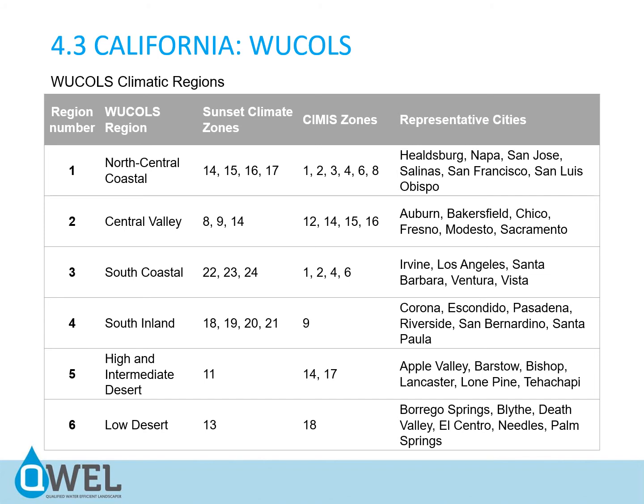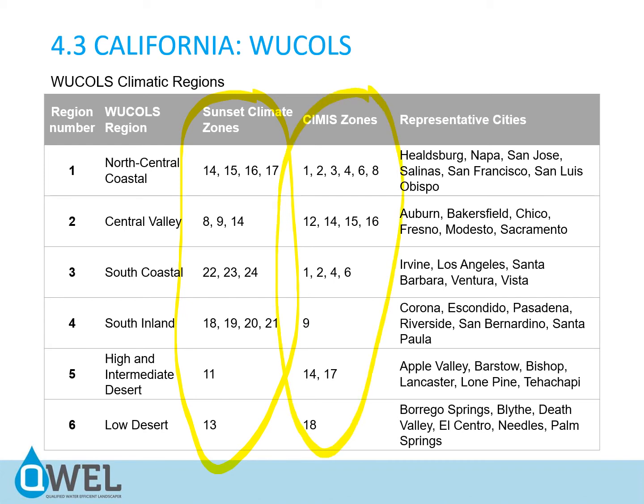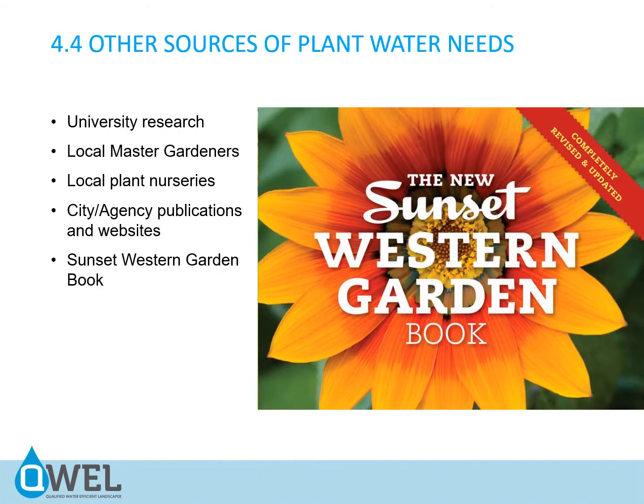So much warmer regions. You'll also see in the center here that we have the Sunset climate zones that you can refer to if you're more familiar with those. And then also we have the CIMIS zones that are spelled out on this chart for reference as well. So 4.4, other sources of plant water needs. Other places that you can research water needs besides WUCOLS would be university research, local master gardeners, local plant nurseries, city agency publications and websites, and the Sunset Western Garden Book.